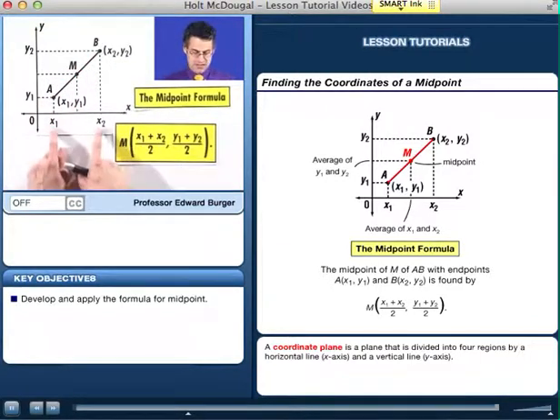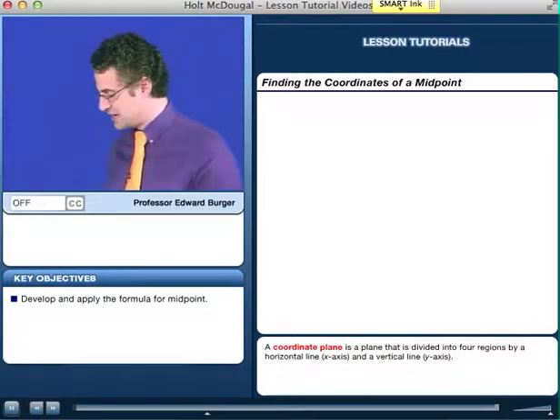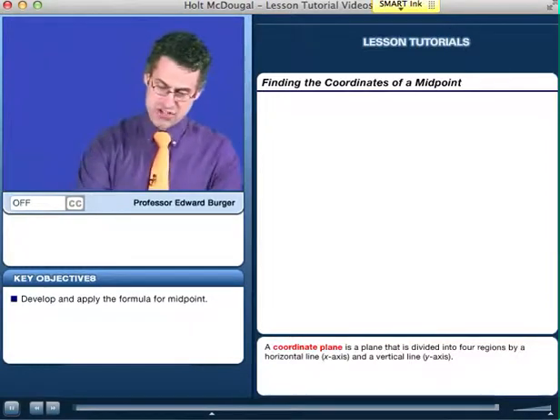We just take the two x values, add them up and divide by 2, find their average, do the same thing for the y, and you're home free. Let's take a look at an example where we can see this in action.